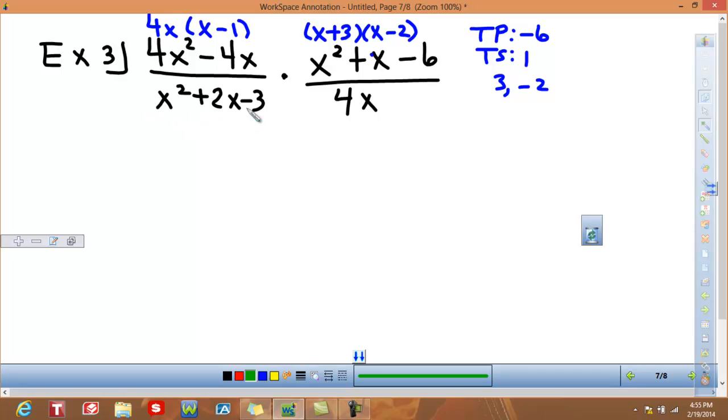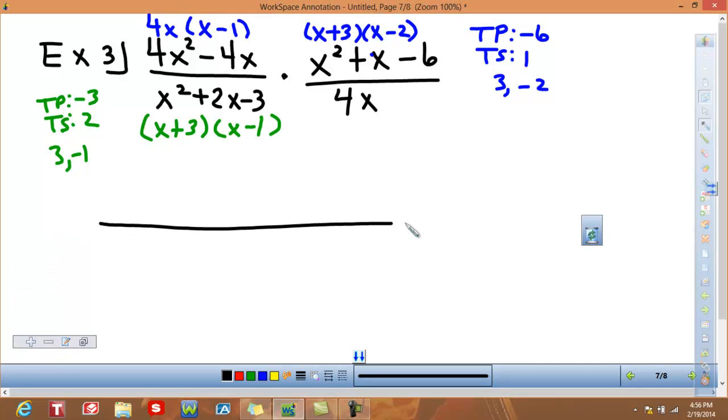In this bottom expression, the target product is negative 3, the target sum is 2, and the numbers that give me negative 3 but combine to give me 2 are 3 and negative 1. And these will go in the factors. And 4x is already factored.